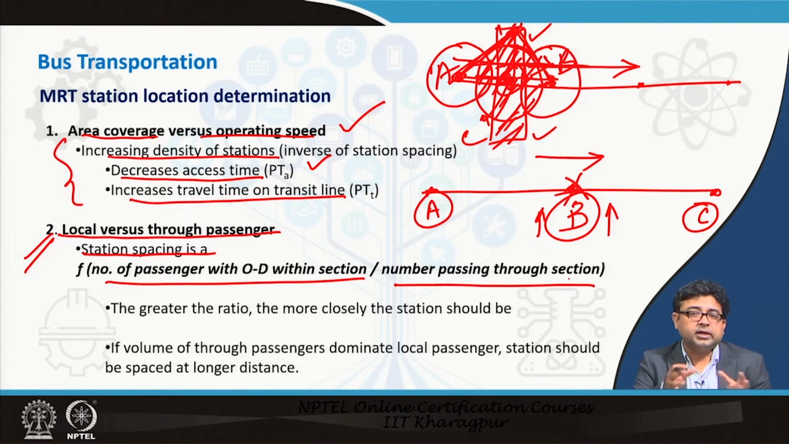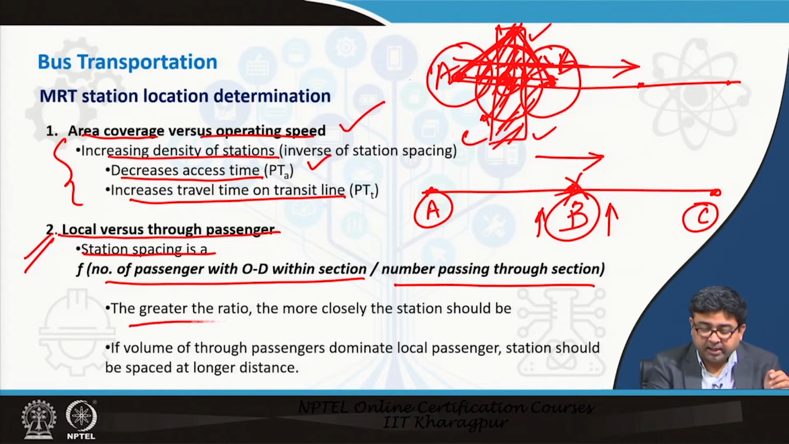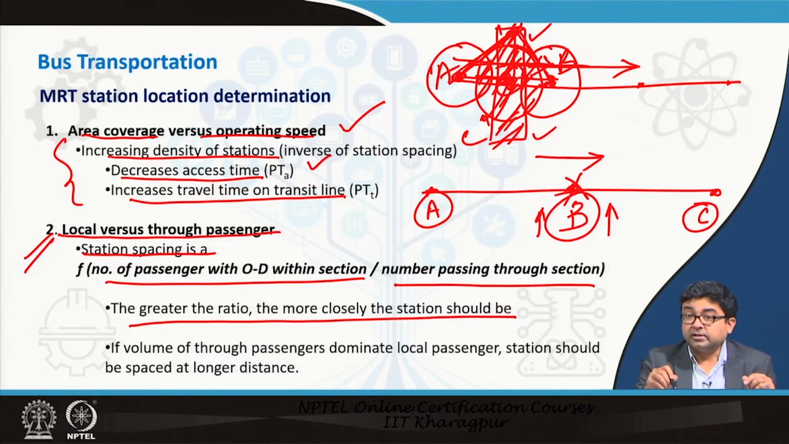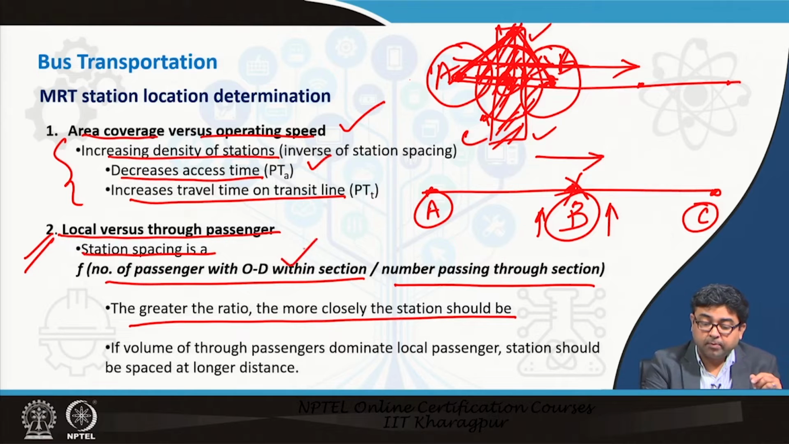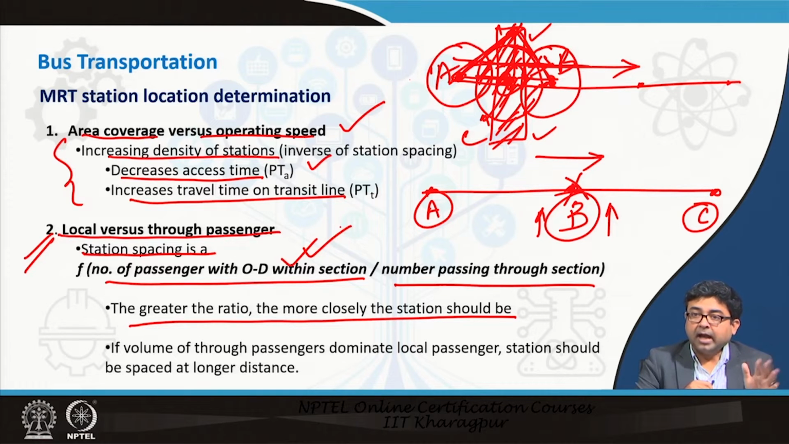If your origin and destination fall within the section, you are a local passenger, whereas if your origin and destination do not fall within that section, then you are a through passenger for that section. So, the greater the ratio, the more closely spaced the stations should be. If there are more local passengers, that means more people want to board and disembark in that section, so you have to have the stations more closely spaced together.